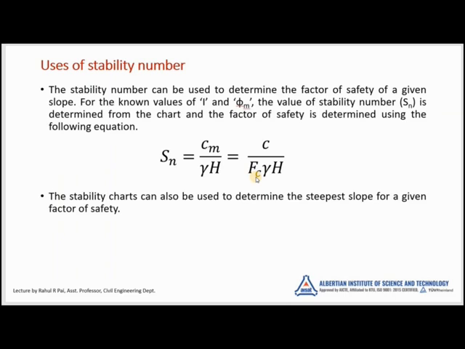Or else, if you are given a factor of safety, say some client is asking you for a factor of safety of 1.5 for that particular slope, then what is the safe height which you can provide, or even what is the slope angle you can provide? So that also you can find out, that is, you can determine the steepest slope for a given factor of safety using the stability number.